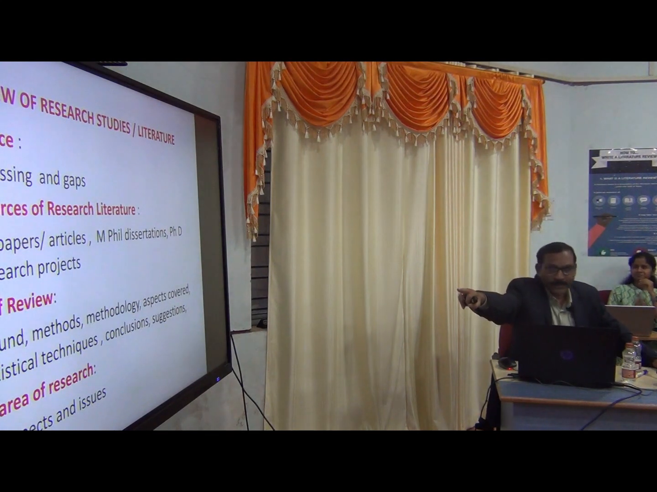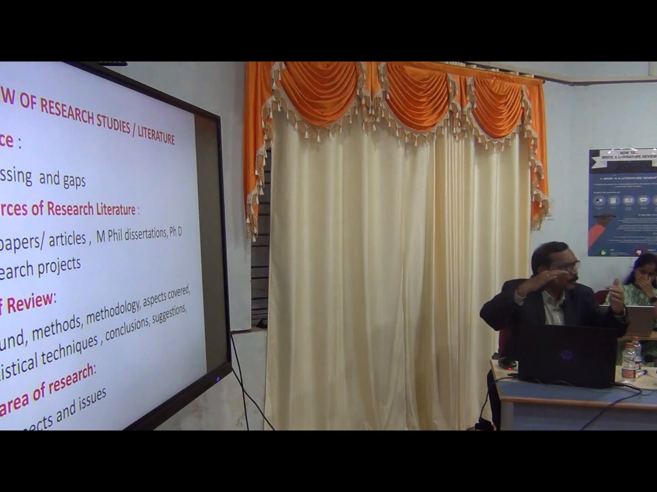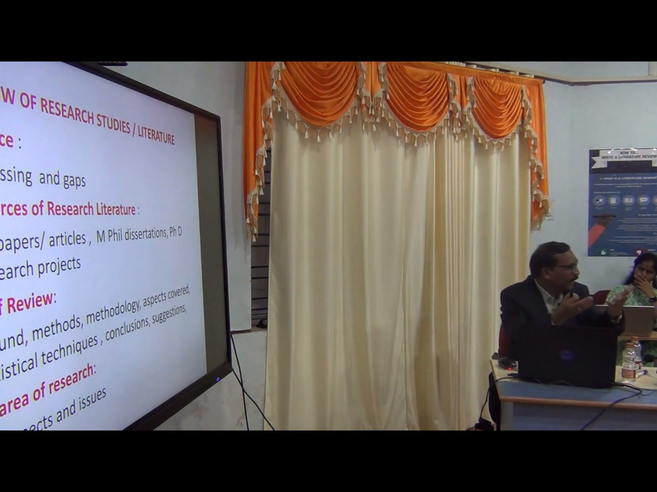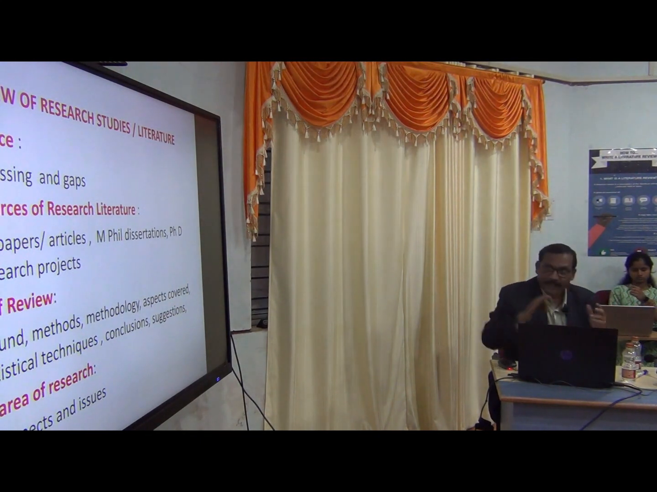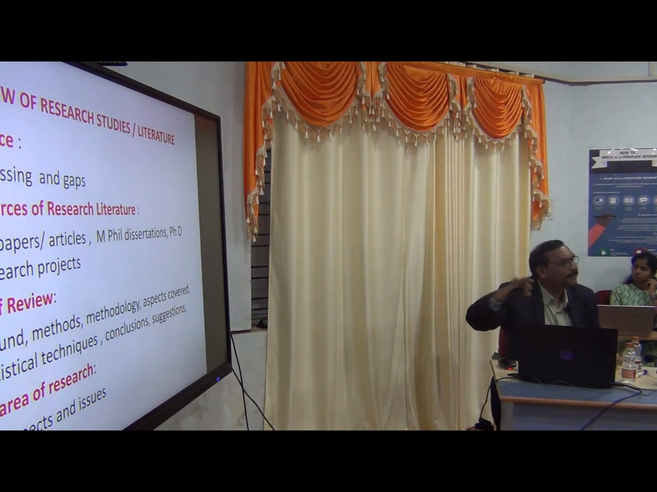Number one, background of the study. Background of the study means the study is carried out on the background of independence, of planning, of new education and new economic reforms. That is the background of the study: independent India, post-independence India, planned India, post-planned India, new economic policy India, post-economic policy India.